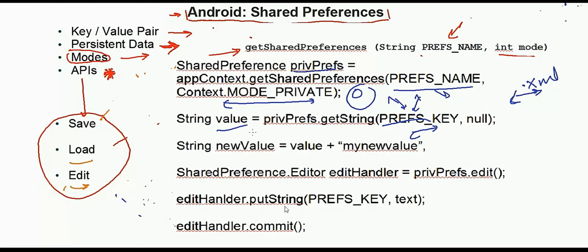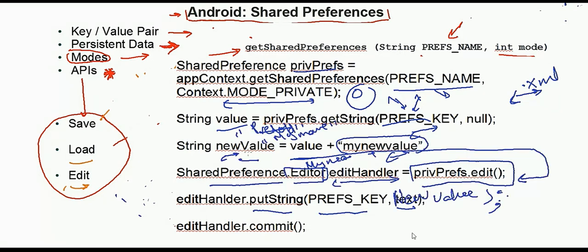For example, putString, because in our case the value we want to store is a string value, so we use the same key, preference key, and for the value, the text shown here is wrong. We should put this new value here instead of this text, because this is the new value that we created. That was a typing error.